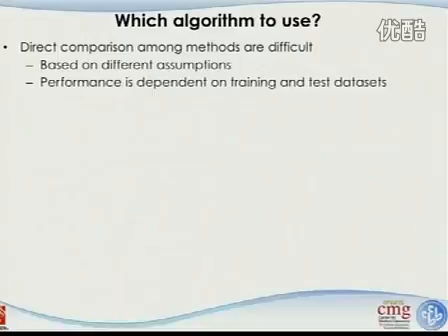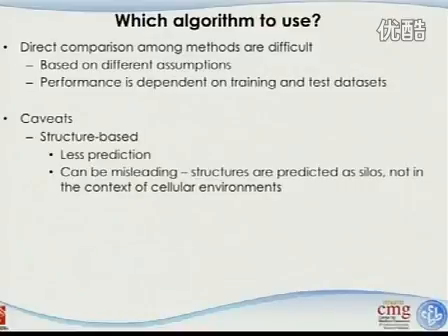But the direct comparison among methods is really difficult because each individual method was based on different assumptions. Okay? And the performance is dependent on the training and the test data sets. So if you read those papers, every algorithm will tell you they outperform others. Okay? It really depends on what type of training data sets they are using, and sometimes those results are not really trustworthy. But direct comparison between different methods is really, really difficult.